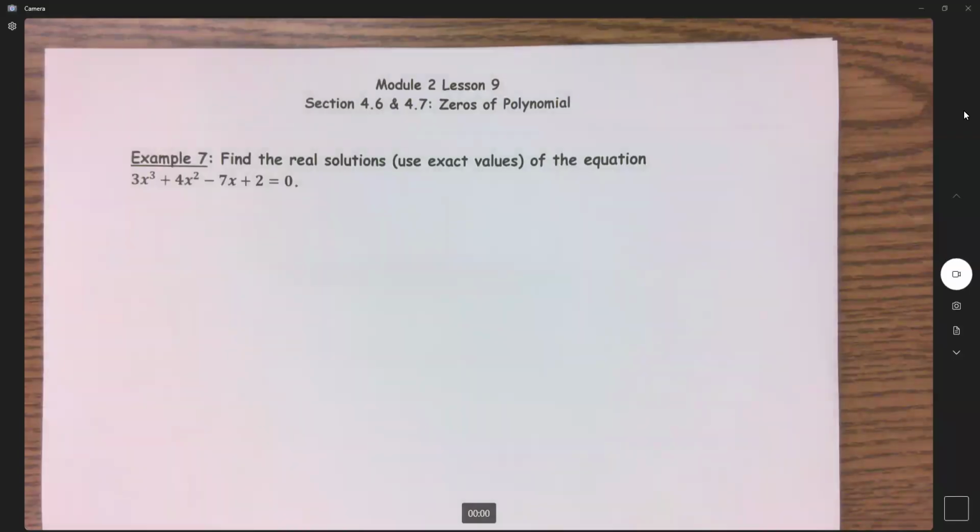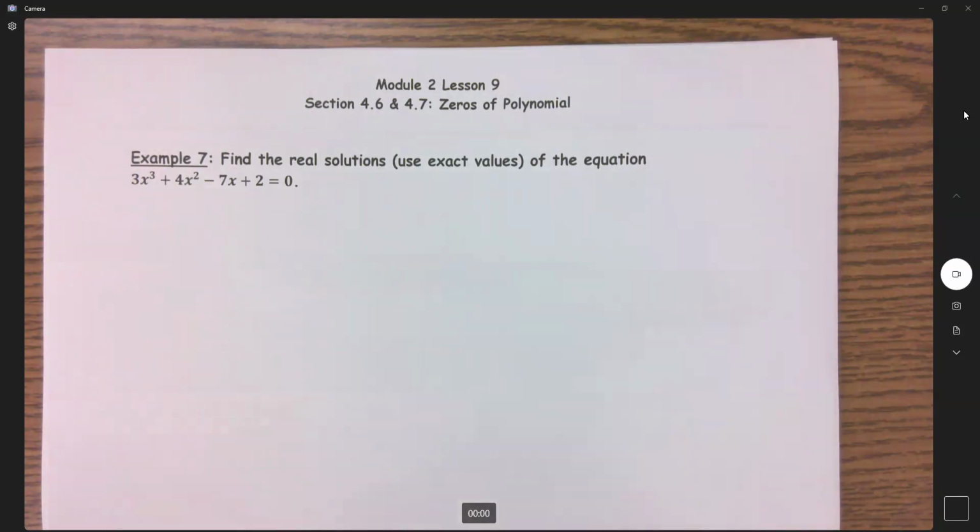All right, guys, example 7, the training wheels are off. We are here to ride this bike. Find the real solutions, use exact values, of the equation 3x cubed plus 4x squared minus 7x plus 2 equals 0. So we have no one walking us through the process. We are on our own.